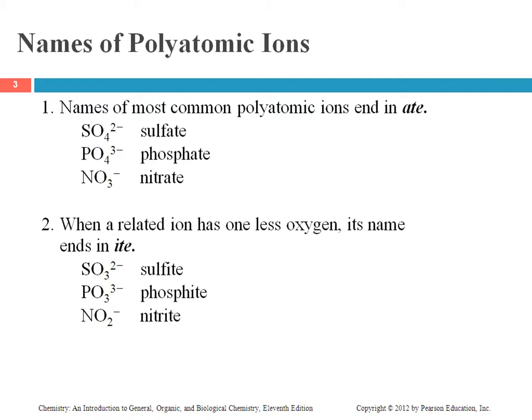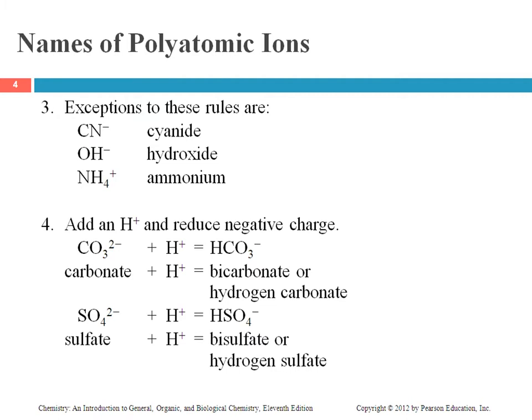Most of your common polyatomic ions end in -ate. This is just a list of some of those: sulfate, phosphate, nitrate. When there's a related ion that has one less oxygen, for example sulfate has 4 oxygens, and if it has 3, it's sulfite. So it ends in -ite instead of -ate. Some exceptions are cyanide, hydroxide, and ammonium. Ammonium is an exception in itself because it's the only positively charged ion.